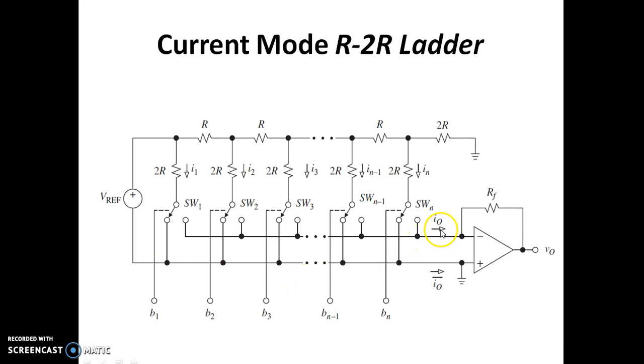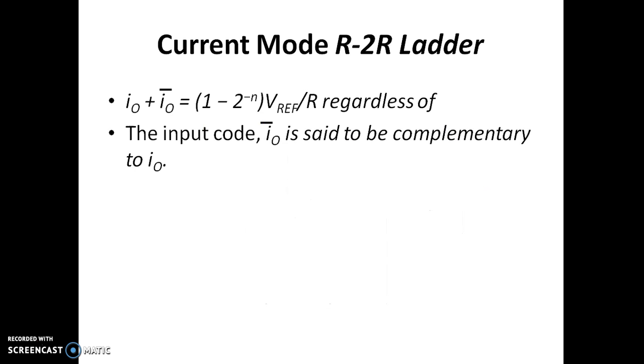Meaning to say, we are going to have either the I0 current or the I0 bar current depending on the condition of the switch, whether it is 0 or 1. It is interesting to see that at any point of time the sum of the currents, that is I0 and I0 bar, will always be the same, because the switch will be connected either to the inverting terminal position or the non-inverting terminal position depending on the bit value. Meaning to say, I0 plus I0 bar is always equal to (1 minus 2 power minus n) into V reference by R, regardless of the combination of the input.